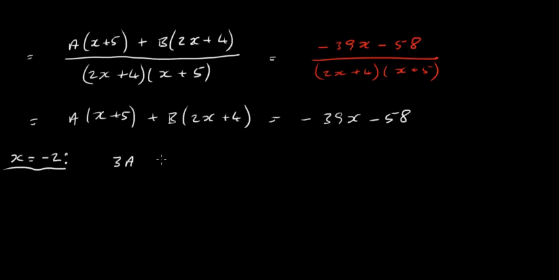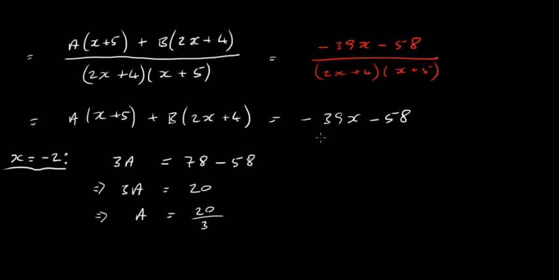0 times b is 0. On the right hand side I'll end up with minus 2 times minus 39, so that will give me 78. And then I'll have minus 58 here. So you can see why I did this. I picked a value that I knew would get rid of either the a or the b, in this case the b, and I end up with an equation with just a in it. So what I end up with here is 3a is equal to 20, or a is equal to 20 over 3.